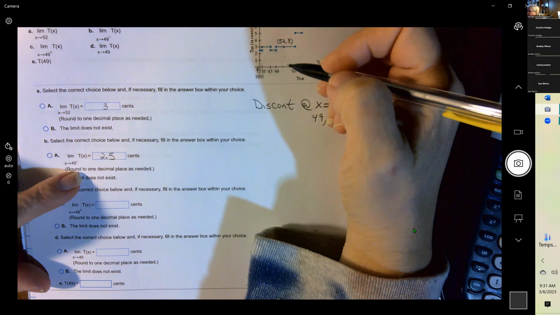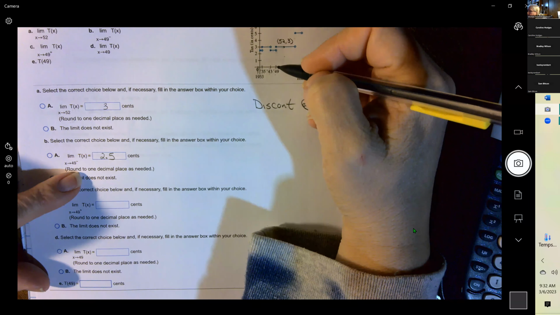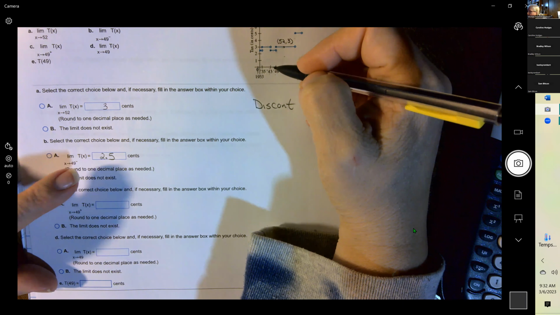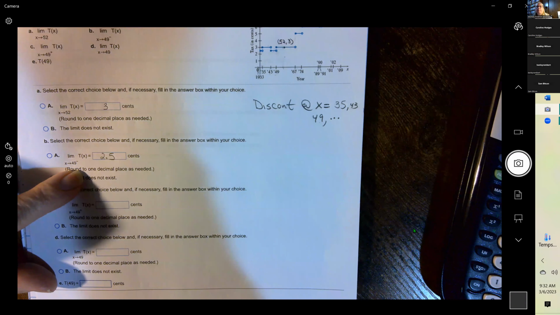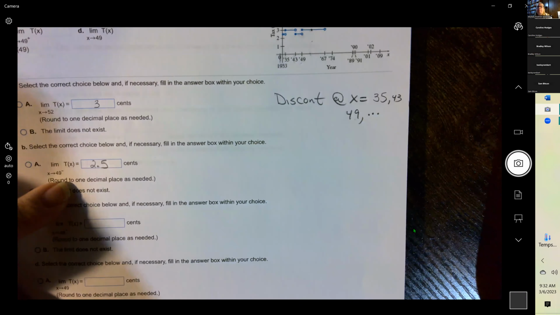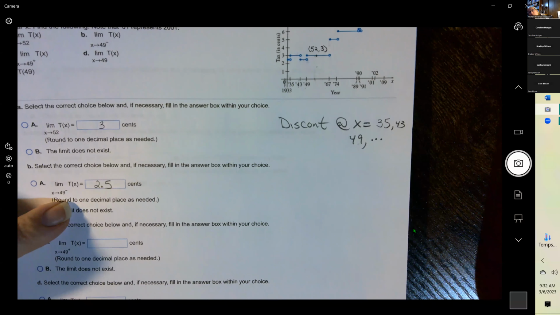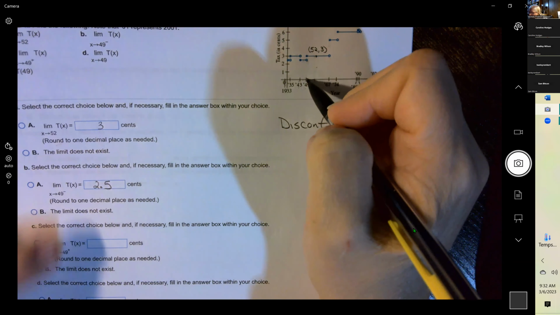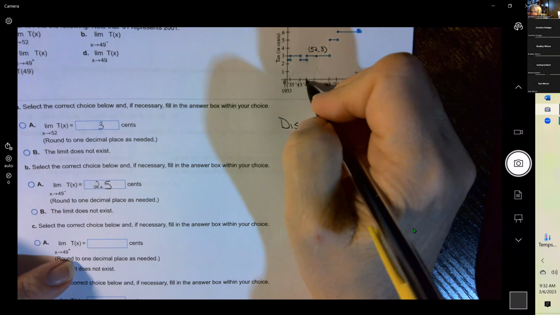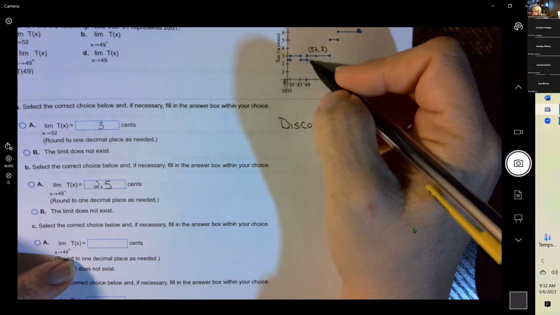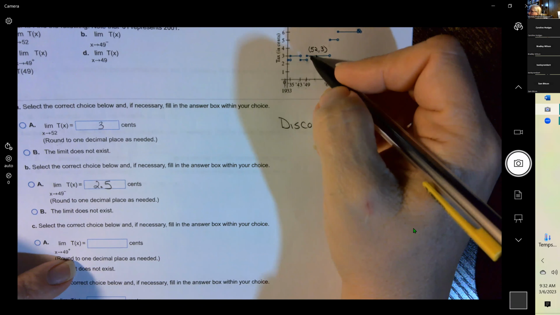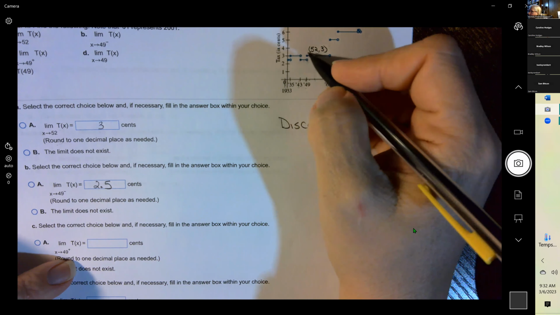So we went to where 49 was. We went a little to the left because of the minus sign. We went up and it's at approximately 2.5. The next one has a plus sign, so 49, a little bit larger. Notice that it's the other line, it's this one. And it's at 3.